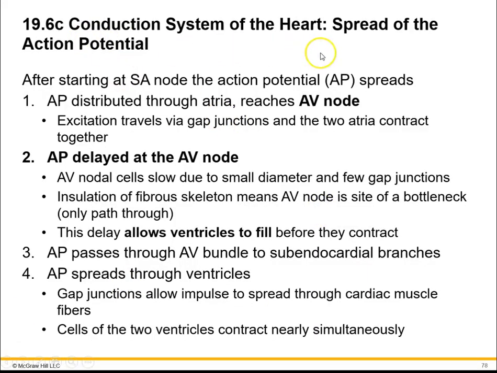Okay, spread of the action potential. So after starting at the SA node, the action potential is going to spread down through the rest of the heart. The action potential first is distributed through those atria, like I mentioned.